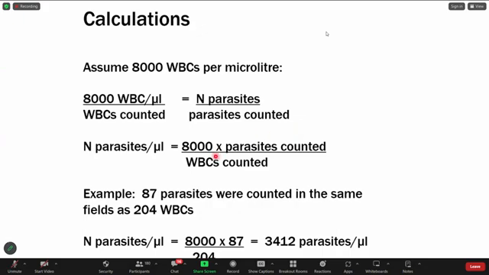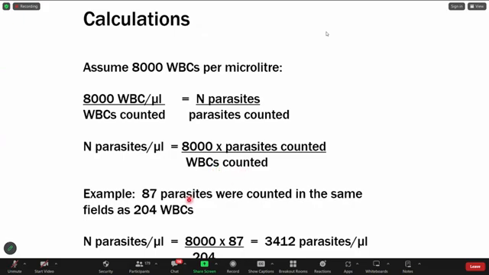We have said the WBC count is the numerator on the left side, and the WBCs we have counted is the denominator on the left side. The parasites per microliter, the parasite density we want, is the numerator here, and the parasites counted is here. Or our parasite density is equal to WBC count times parasites counted divided by the WBCs counted.